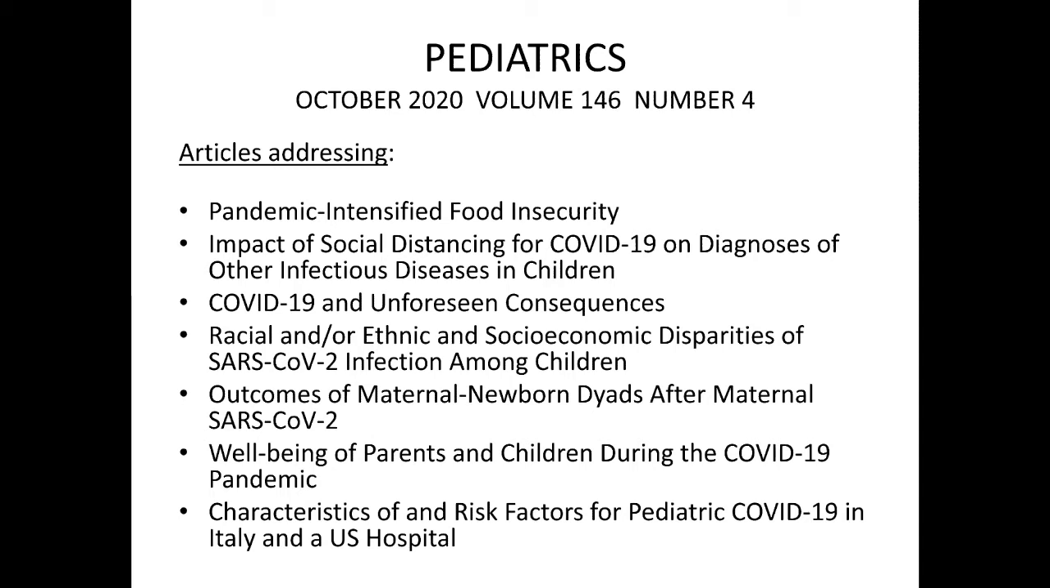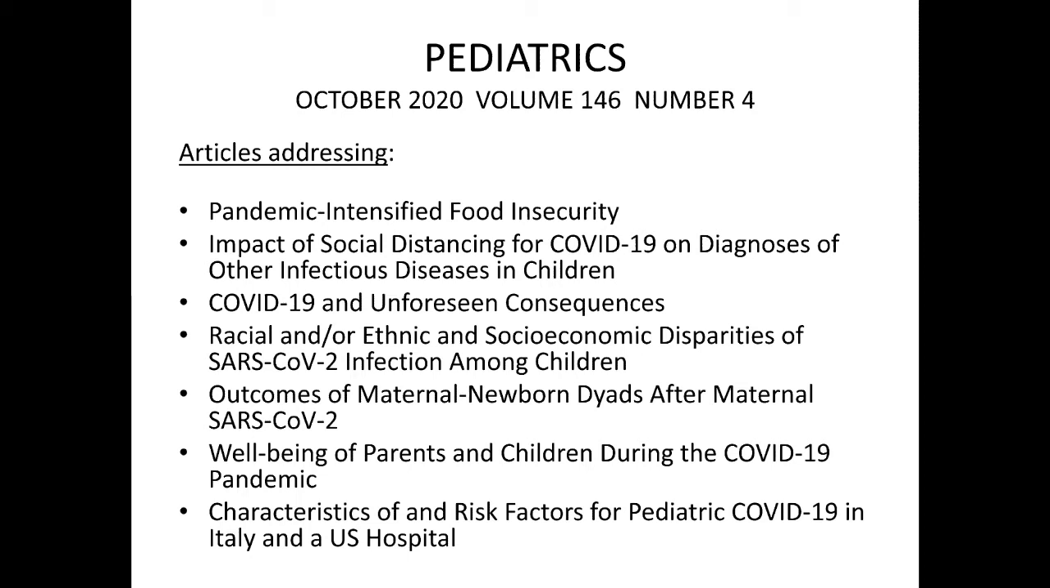There was a cross-sectional study of 1,000 children tested at a community-based testing site in Washington, D.C. that showed the preponderance of SARS-CoV-2 infections in minority and socioeconomically disadvantaged groups in that city.